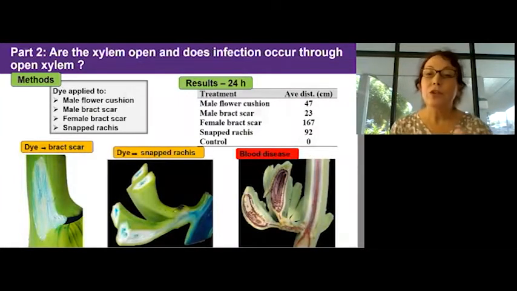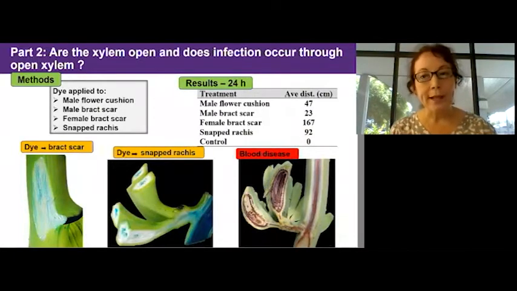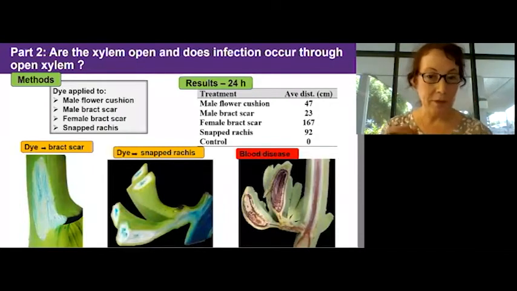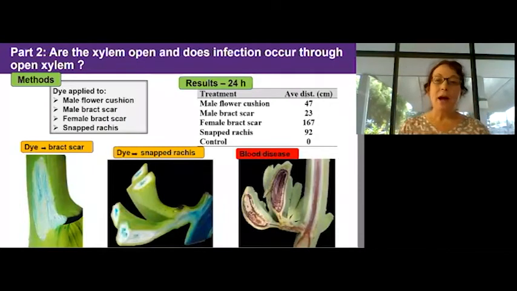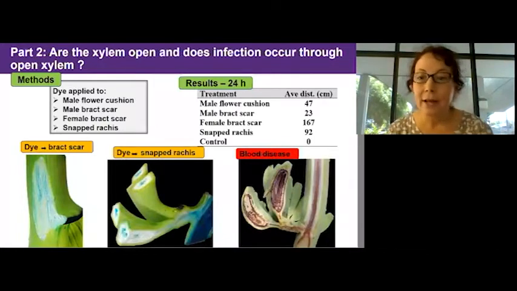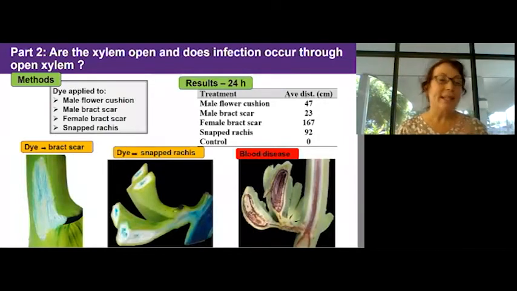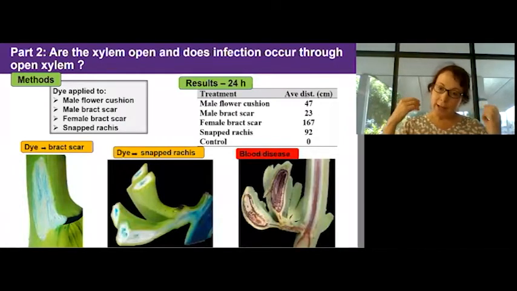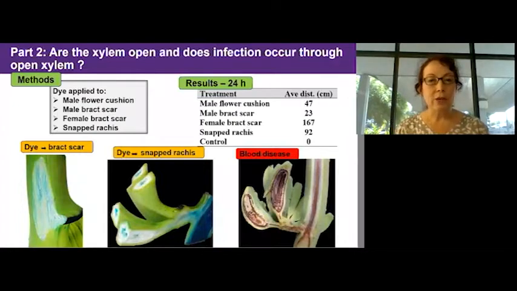Now, in this experiment, we wanted to determine if the xylem are open and does infection occur through open xylem. So we conducted a series of experiments using blue agricultural dye to test this open xylem theory. Now, dye was applied externally to freshly revealed plant parts, and after 24 hours, I cut the plant down, and I found that the dye was inside the plant and staining the xylem tissue. The dye was just drawn inside the plant, providing evidence not only for open xylem at these plant parts, but for evidence that there is a really strong negative hydrostatic gradient happening.